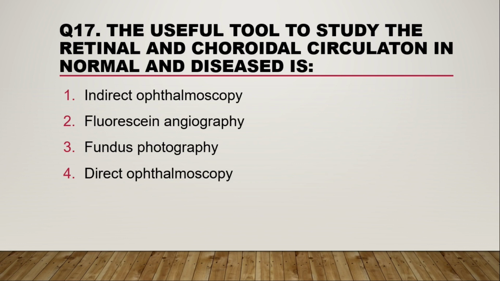The useful tool to study the retinal and the choroidal circulation in normal and diseased is Option 1, indirect ophthalmoscopy. Option 2, fluorescein angiography. Option 3, fundus photography. And option 4 is direct ophthalmoscopy. So the correct answer here is fluorescein angiography.